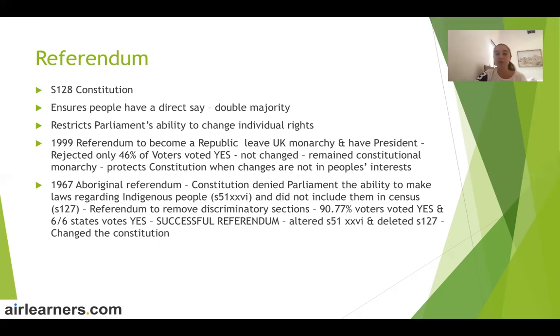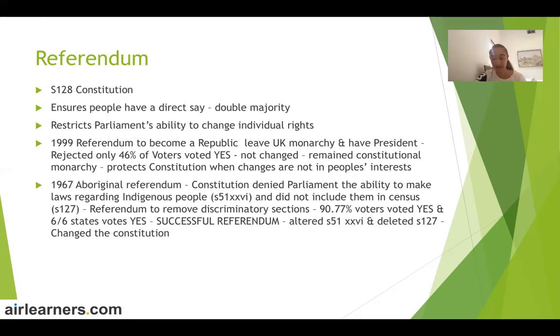So this was rejected and only received 46% of votes and not a majority of states. So the double majority provision was not satisfied. And so we remained a constitutional monarchy. And so this shows how when things are not in the people's interests, we are able to protect our Constitution from being changed by Parliament.